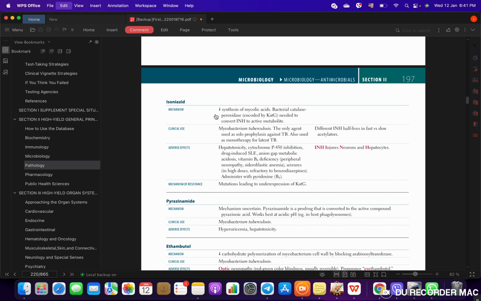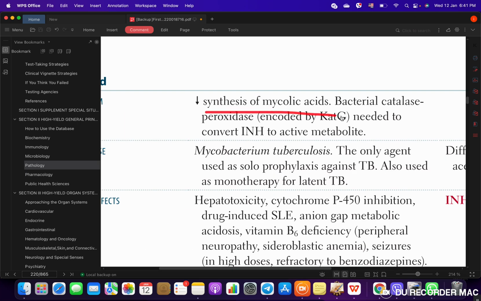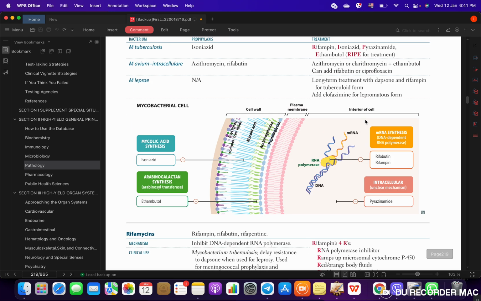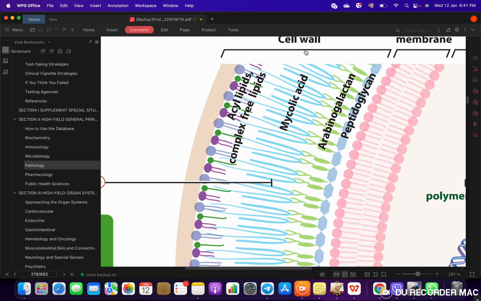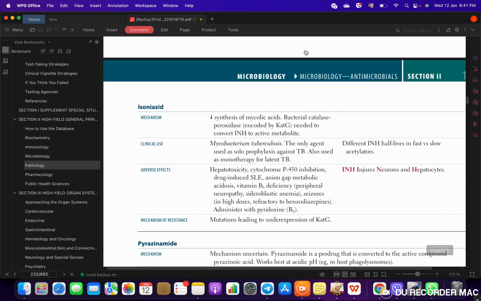So the mechanism of isoniazid: decreased synthesis of mycolic acid. The mycolic acid, as we saw before, is in the walls of the bacteria. When this mycolic acid is inhibited, with less of it made, can the bacteria protect itself anymore? It cannot. So it will burst and the whole thing will be done. So, decreased synthesis of mycolic acid.